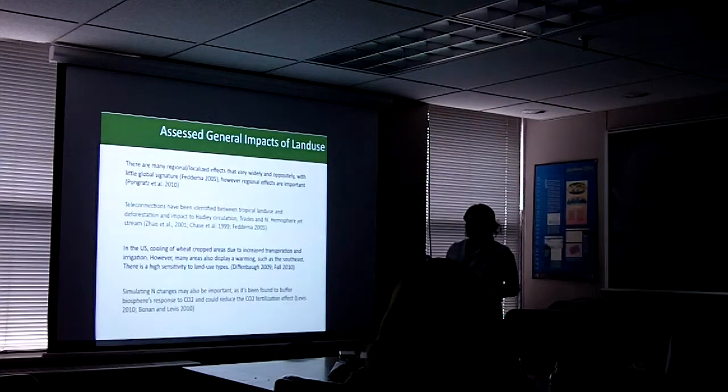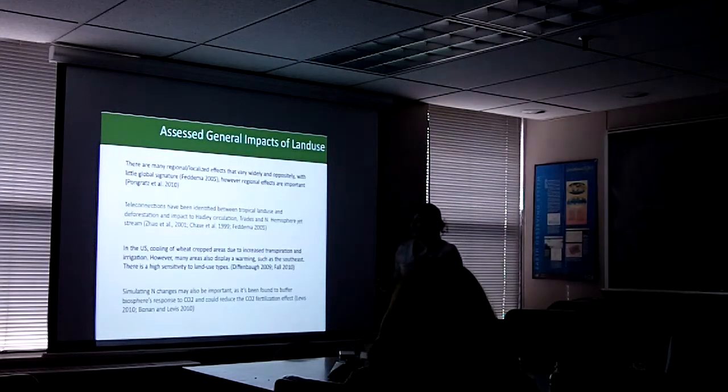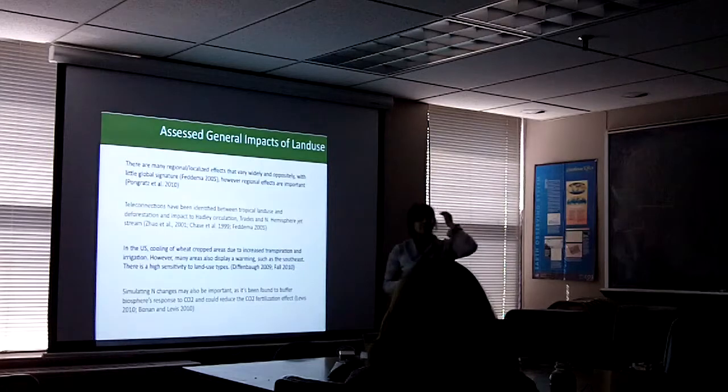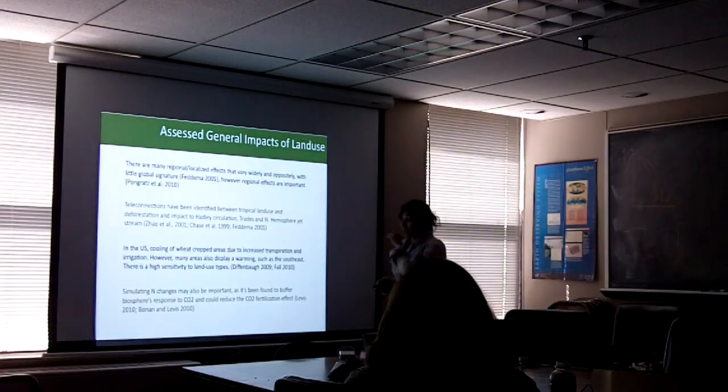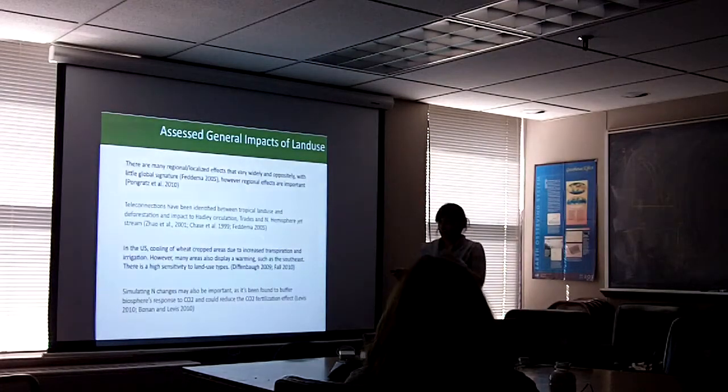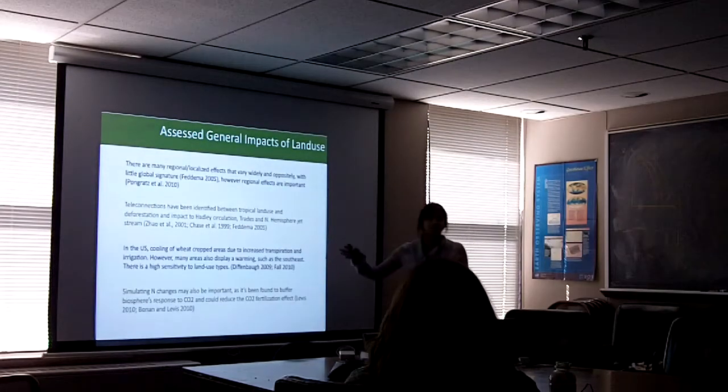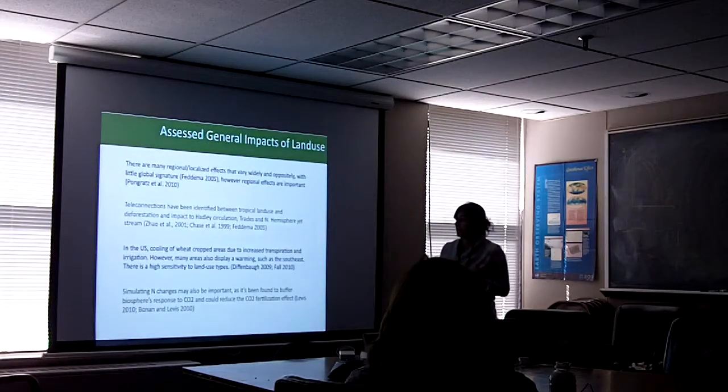Teleconnections have been identified in many studies, these are just a few, between tropical land use, primarily deforestation, and major circulation features, so the Hadley circulation and trades, but also the northern hemisphere jet stream. Now, by what mechanisms these teleconnections occur, I think that's a ripe area for research in our climate models, and we have the ability to do that.